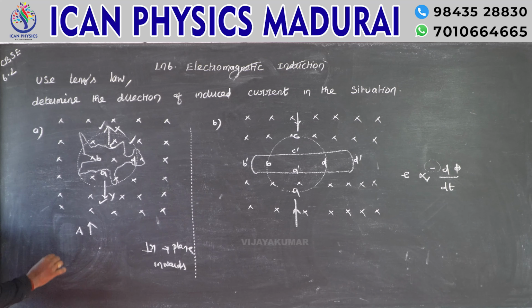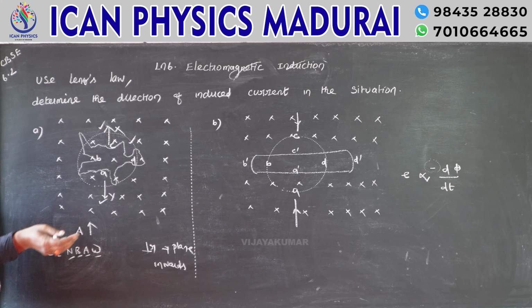The induced EMF is NBA omega. So when you are changing the number of turns, magnetic field, area and orientation of the coil, we know that induced current and induced EMF will be produced. So when we are changing the area, EMF is produced and the induced current is also produced.